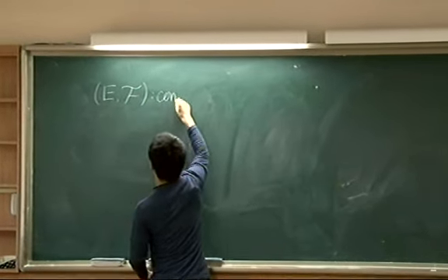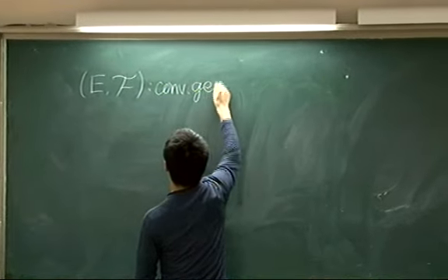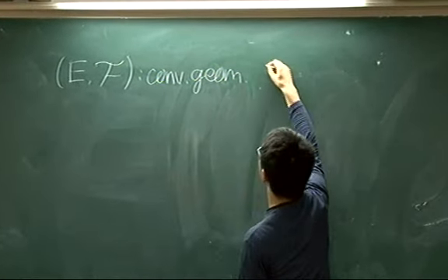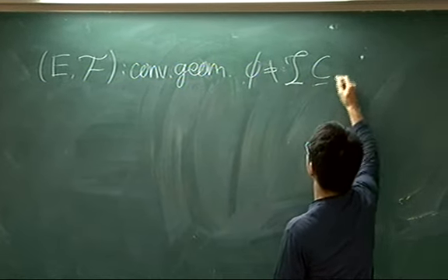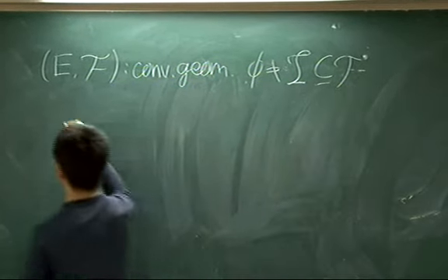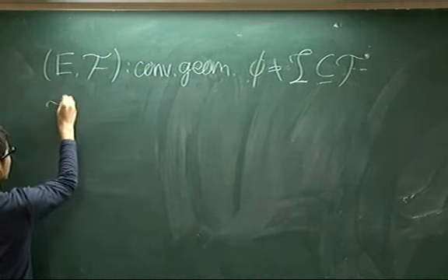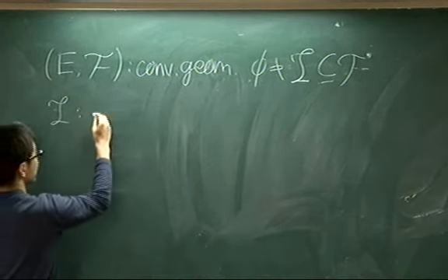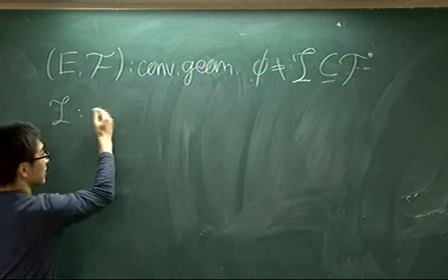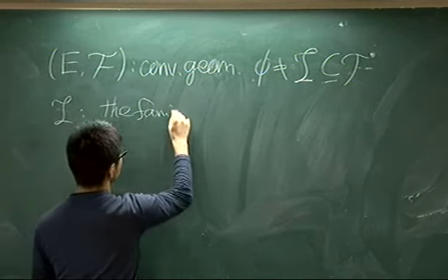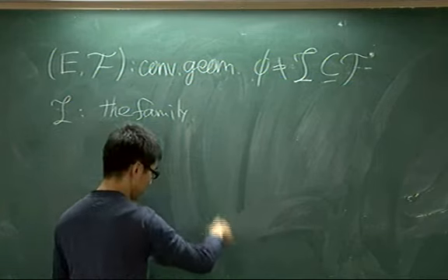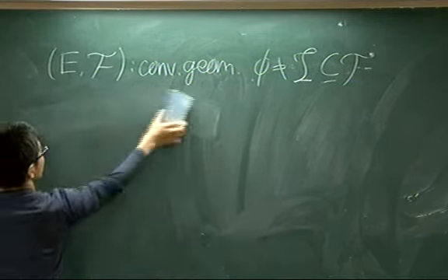This is a convex geometry, and let the script I be a subfamily of F, and I is the family of independent sets. Okay, this is the family of... okay. Wait a moment.